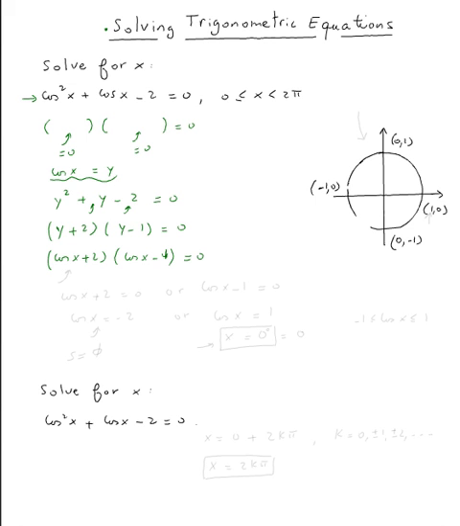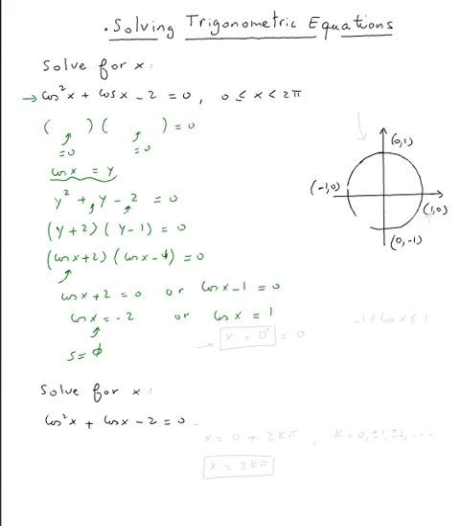Now, like I said, the product of two numbers is 0, which means the first factor is 0, or the second factor is 0. What does it mean, cosine of x plus 2 equals 0? It means cosine of x is equal to negative 2. Cosine x minus 1 equals 0 means cosine of x is equal to 1. Can cosine be equal to negative 2? No, there are no solutions for this part.